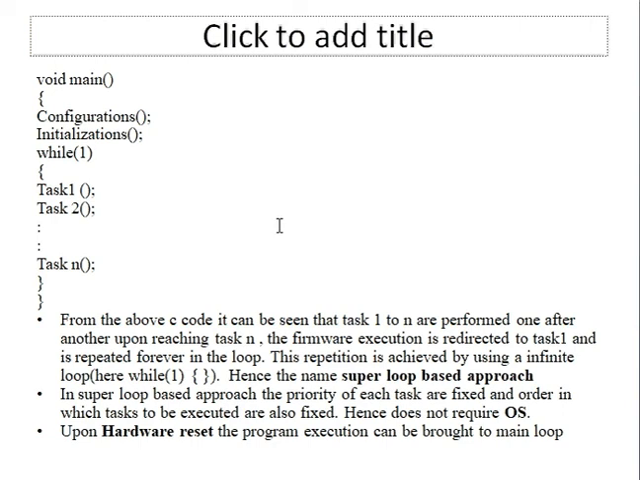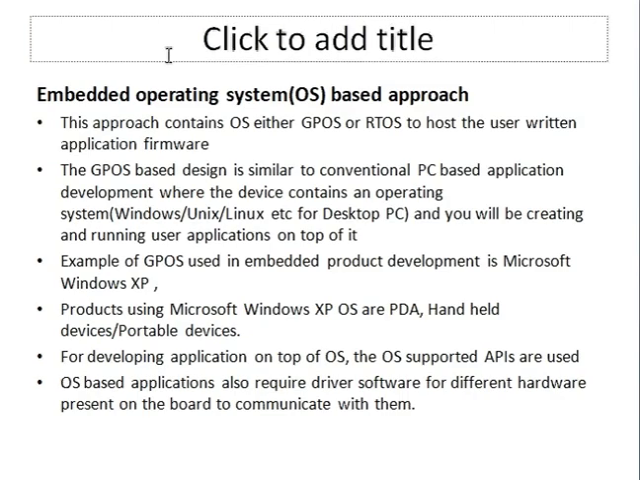For real-time applications or developing real-time embedded products, you cannot afford to use super loop based programs. So always you may have to use either a general purpose operating system, or you may have to go with a real-time operating system. Those are the valid operating systems which you can use. Above those operating systems, you can write a firmware. So that's the second point we have: the embedded operating system based approach.